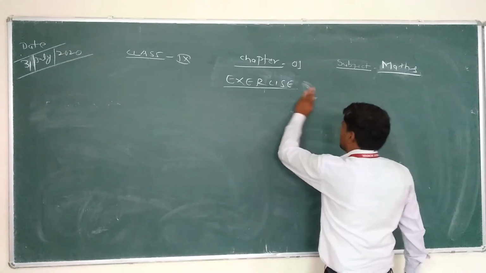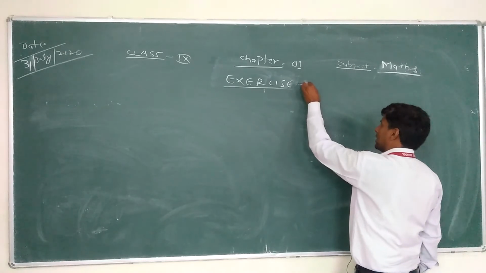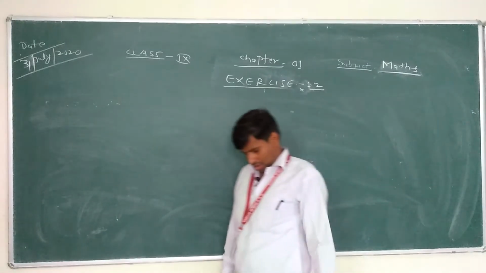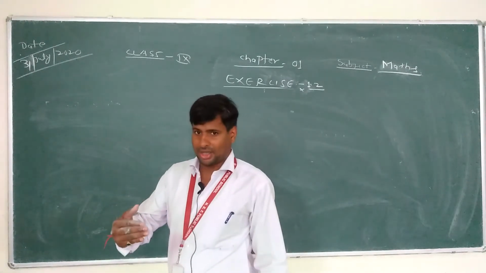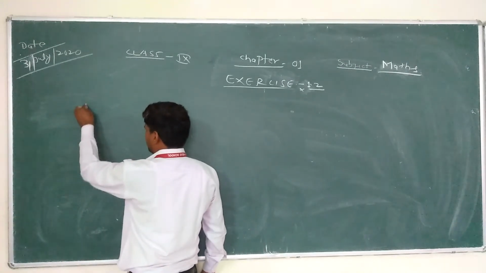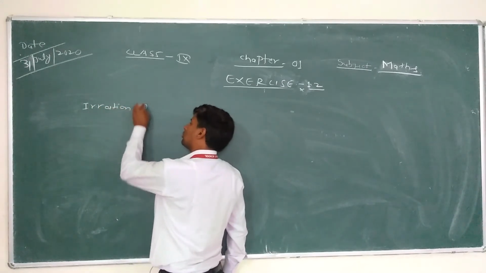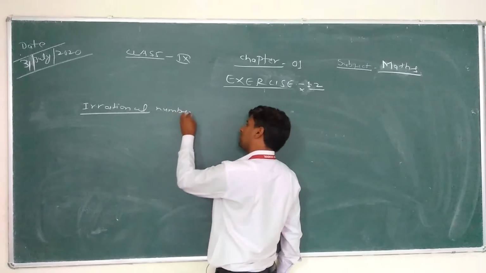The exercise we can discuss, exercise 1. But our second topic, rational complete. The second topic, we discuss about irrational numbers. Then see, we discuss about irrational numbers.